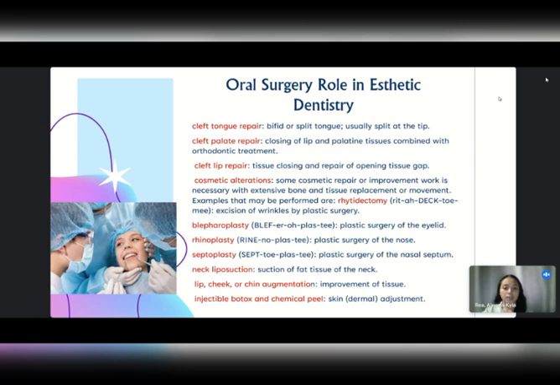In injectable Botox, it involves the use of botulinum toxin type A, which is a purified protein that temporarily paralyzes facial muscles, reducing the appearance of wrinkles and fine lines, while the chemical peels involve the application of chemical solution such as alpha hydroxy acid, beta hydroxy acid, and or trichloroacetic acid to the skin, which exfoliates the outer layers and stimulates the growth of new and healthier skin.